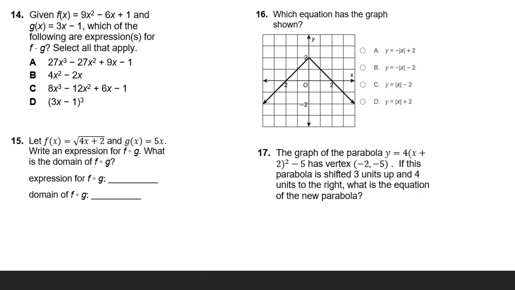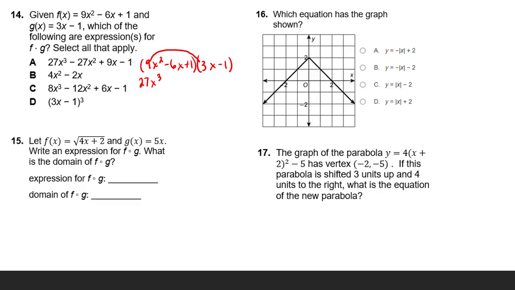So let me write that out. We're going to do 9x squared minus 6x plus 1, and we're going to multiply it by g, 3x minus 1. Okay, remember for this one, you're going to have to go through and multiply everything in the first by everything in the second one. So 9x squared times 3x is going to give you 27x cubed.